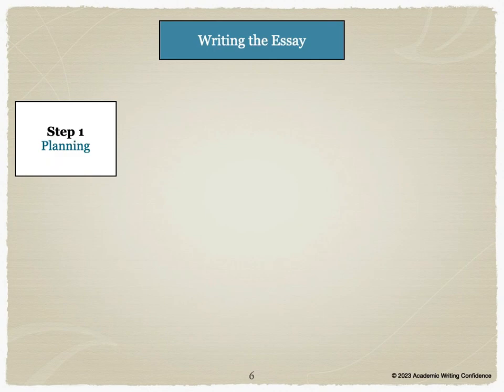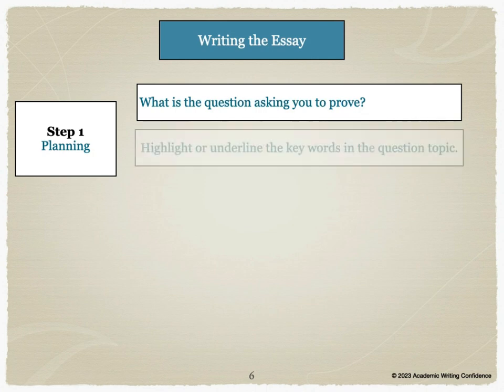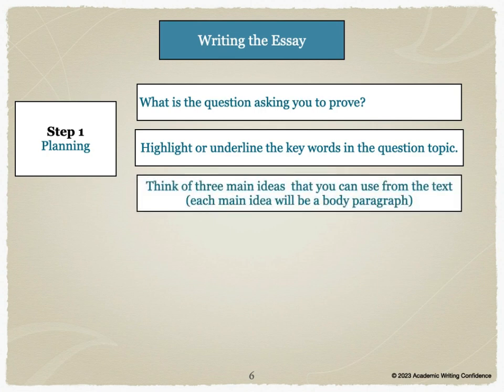So let's look again in a little more detail. Step one is planning. What is the question asking you to prove? Be sure to read the question carefully and answer it correctly. It might help to highlight or underline the key words in the question topic. Then think of three main ideas that you can use from the text. Each of these three main ideas will be a body paragraph.